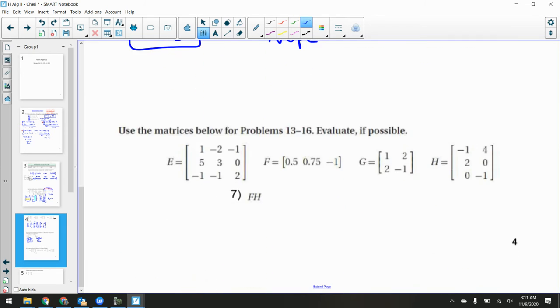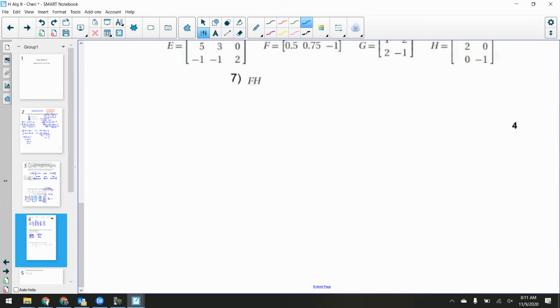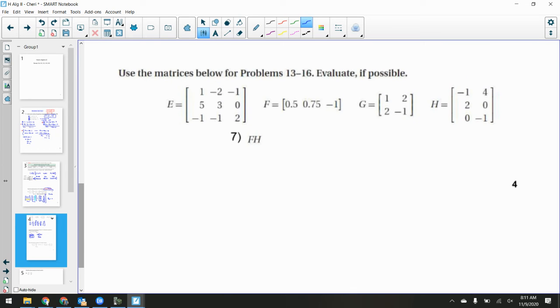Let's keep it going. Use the matrices below. 7. I want to do F times H. I've got F is a 1 by 3, and then H is a 3 by 2. 3 rows, 2 columns. So what's my solution matrix going to be? I've got a 1 row, 3 column, and a 3 row, 2 column. So what's the dimension going to be? 1 by 2? Yeah. 1 row, 2 columns. Okay, that's not too bad, right? 1 row, 2 columns, just 2 entries.